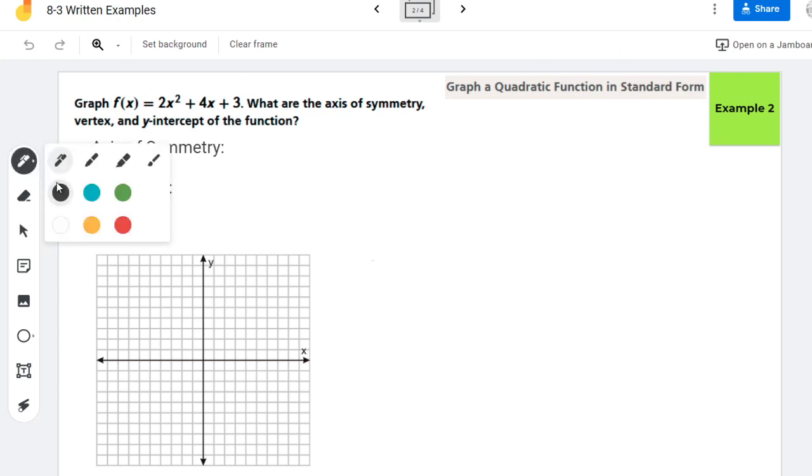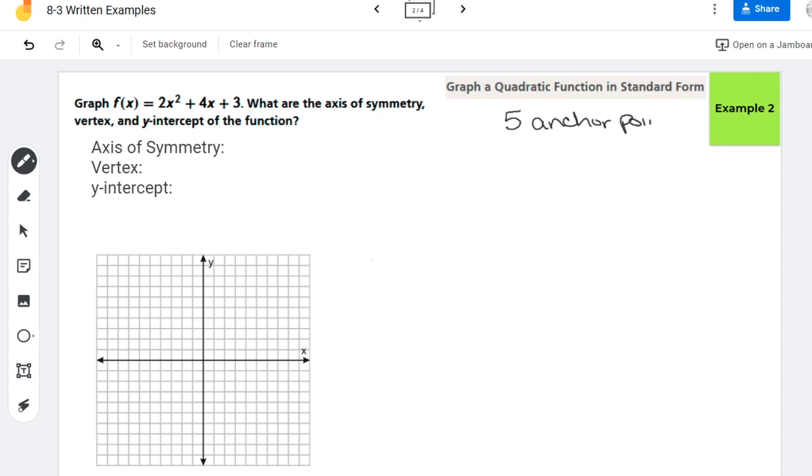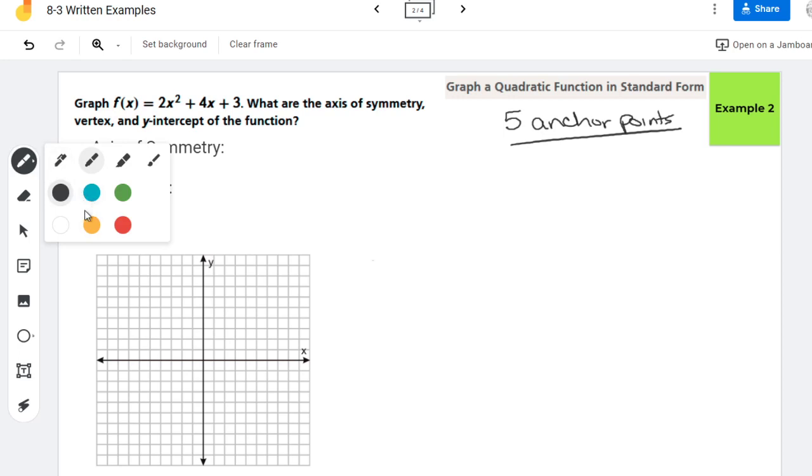Now understand, in order to correctly graph a quadratic function, you need 5 anchor points. That means you need 5 points through which you can draw your curve. Some of these anchor points can be gotten quickly by reflecting across the axis of symmetry, but there still is quite a bit of calculation we have to do. So let's go ahead and begin.